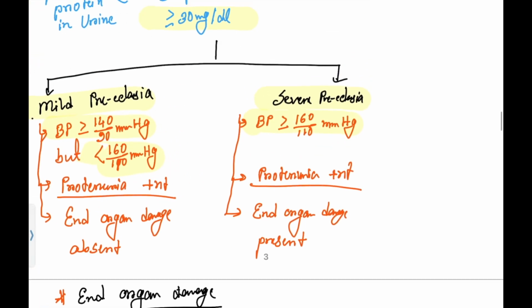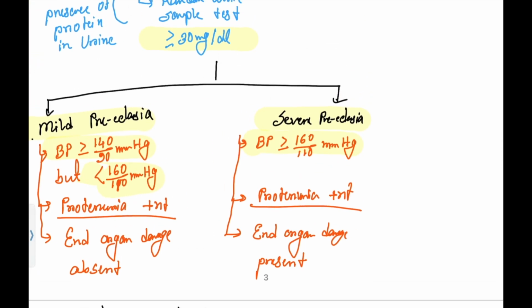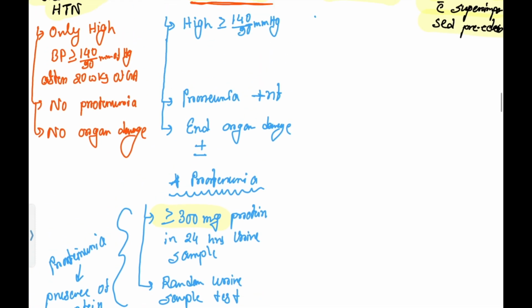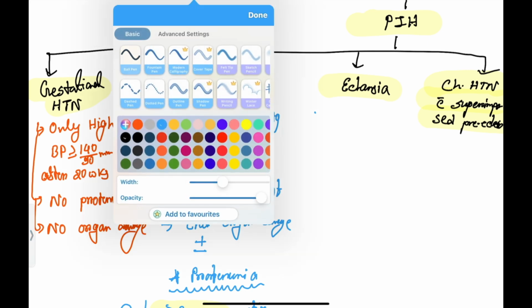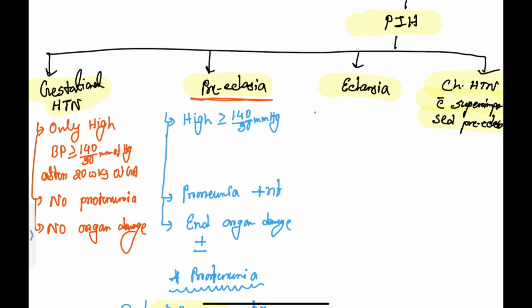Where is it seen? It can be seen in severe preeclampsia. Can you see this end organ damage in mild preeclampsia? No, because in mild preeclampsia, end organ damage is absent. Where is it present? It is present from severe preeclampsia onwards to further classifications also. So we discussed gestational hypertension, we discussed preeclampsia, coming to eclampsia. Okay, so now this is eclampsia, the third classification of PIH.